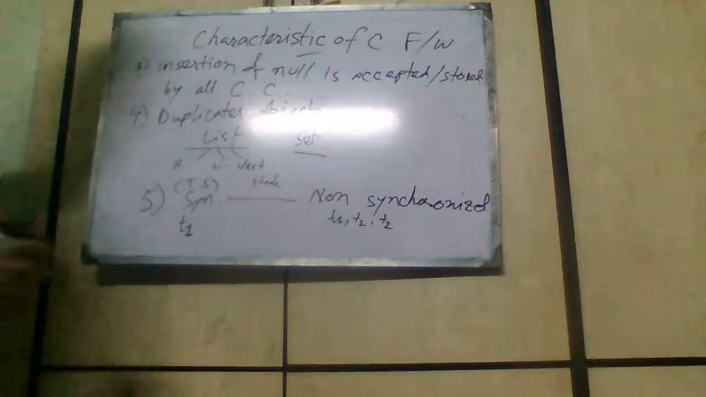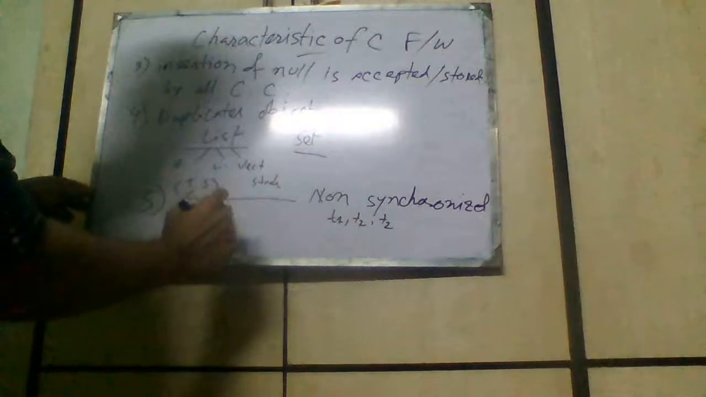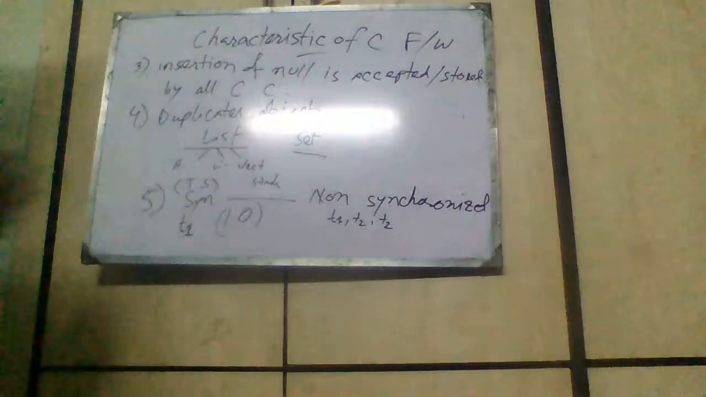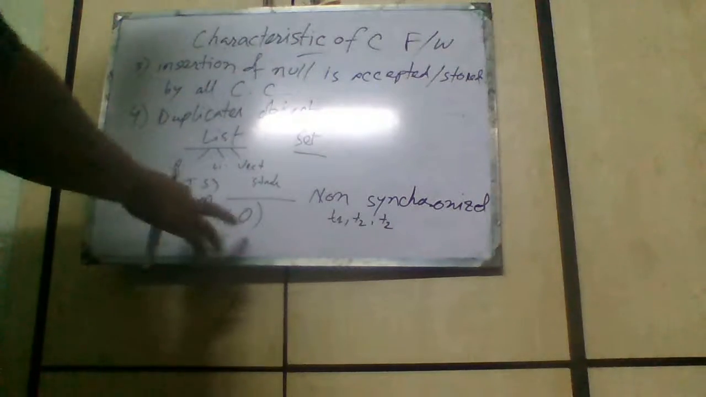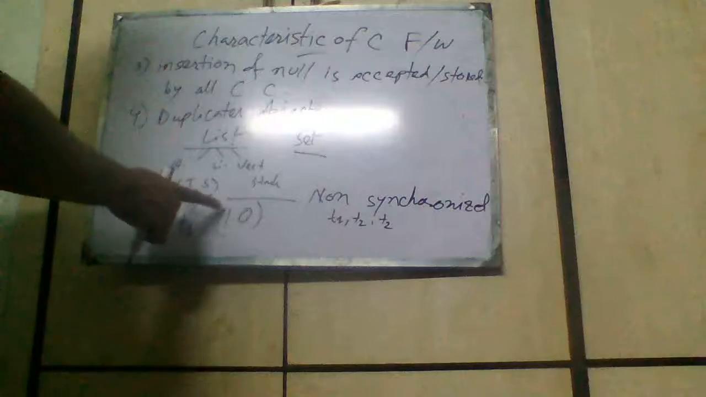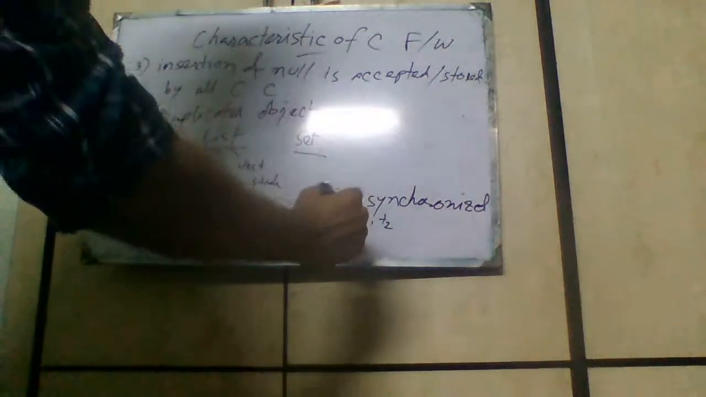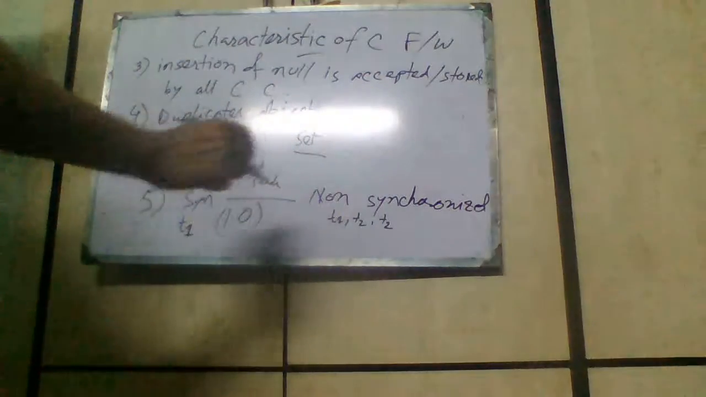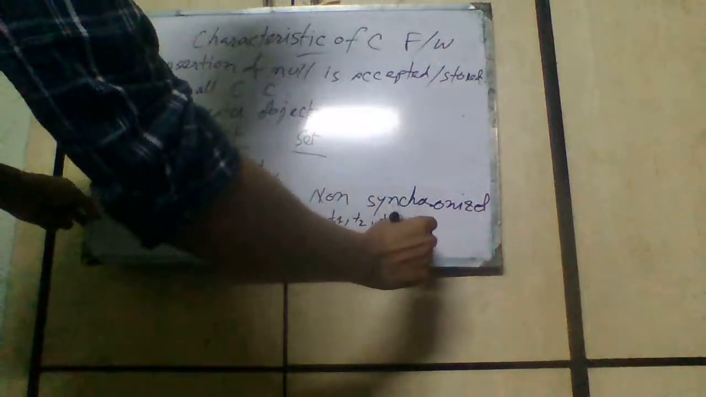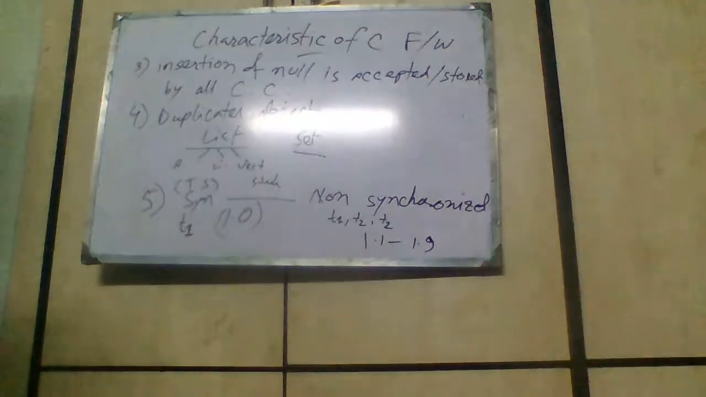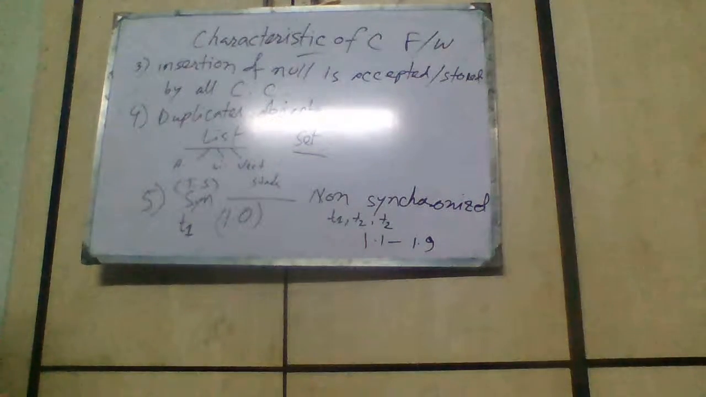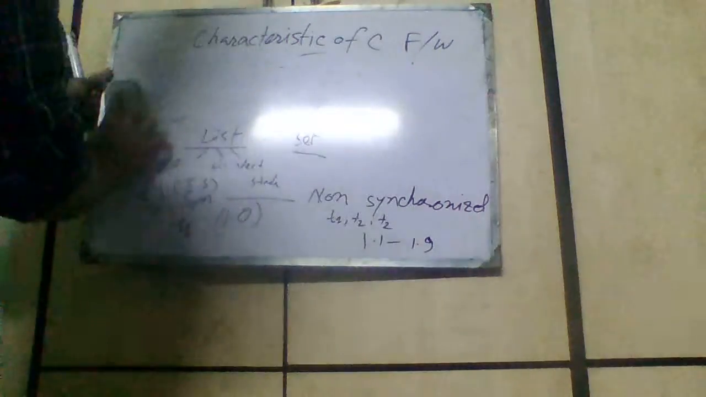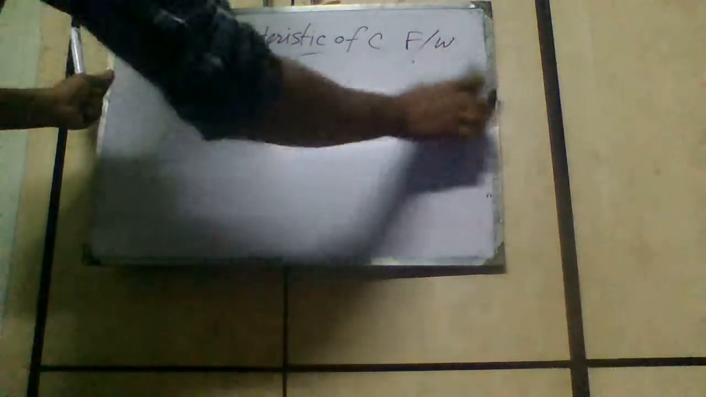The classes introduced in Java version 1.0 are all synchronized, but from Java 1.1 to 1.9, the classes introduced in collection are all non-synchronized.